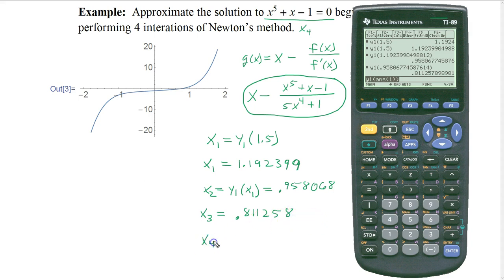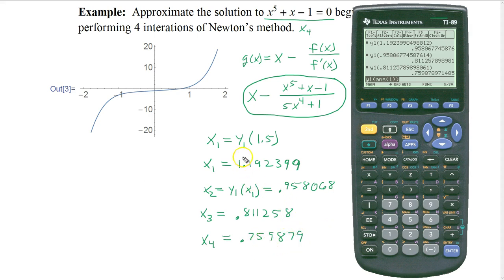And finally x4, we just have to hit enter again because x3 is sitting right here on the stack. The ANS1 will take that number, put it right in place for the answer 1, and evaluate y1 of that number. So we just have to hit enter again. And there is finally our x4, 0.759879, rounding to 6 decimal places.